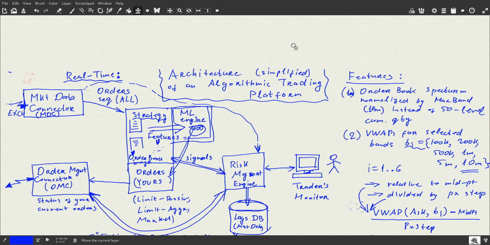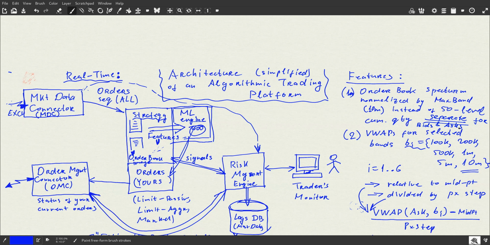Yes. Let me explicitly mark this. This is critically important: separate for bids and asks. You are right. But then don't we need an average spectrum?